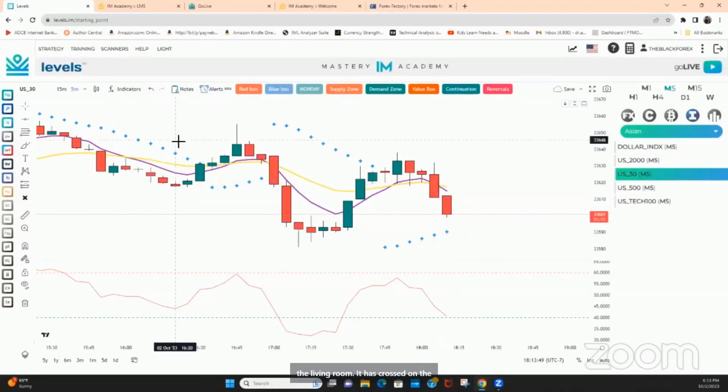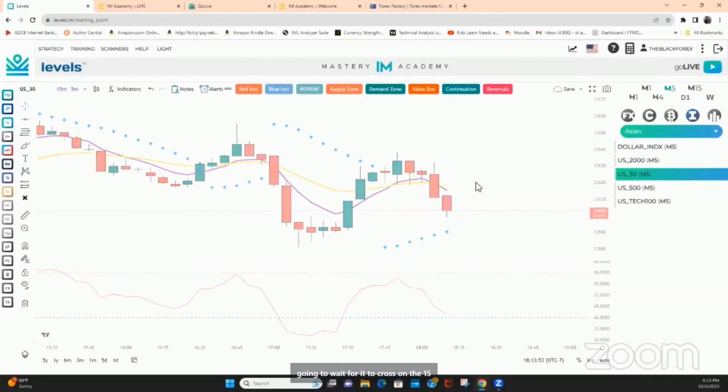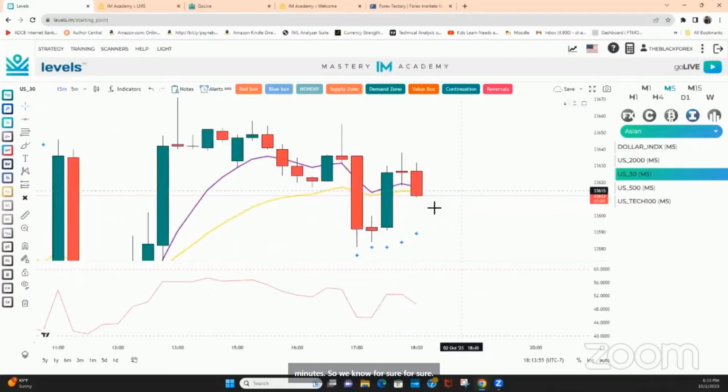It has crossed on the 5 minute. But we're still going to wait for it to cross on the 15 minutes. So we know for sure. And then you can hold it longer.